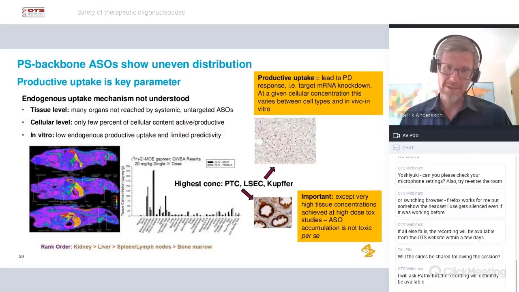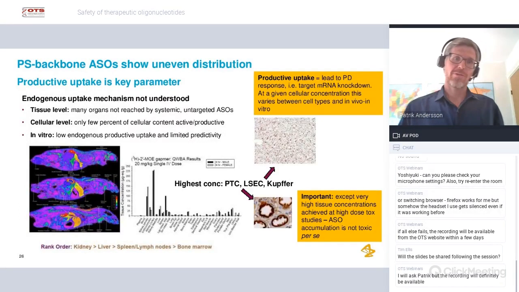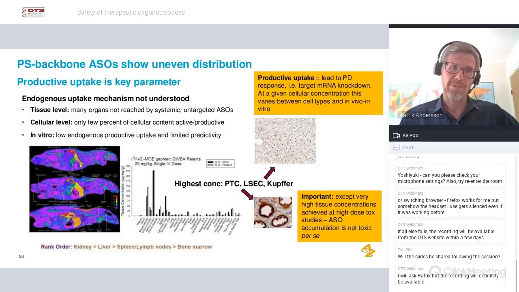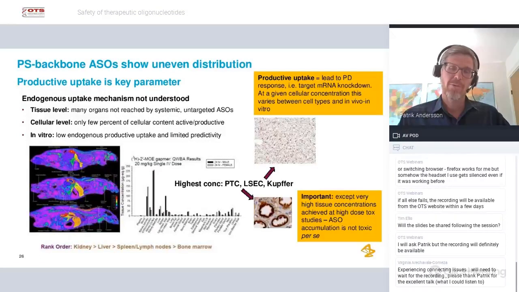And there are several tissues where, when you give the ASO systemically, the ASO doesn't reach at all. For example, there is very, very limited exposure, if any, into the CNS, etc.